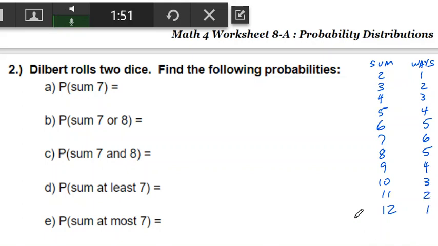So now, the sum of 7. Well, that would be 6 out of 36 possible outcomes. 7 or 8. Well, let's see now, 7 or 8, that's 6 ways of this and 5 ways of that. That's going to be 11 out of the 36.